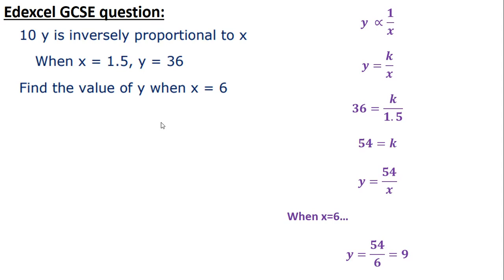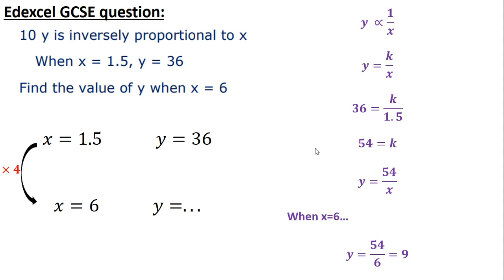The other method you could have used is looking at the relationship between the two x values you've been given. So we know that x is 1.5 when y equals 36, and we need to find the other value of y when x equals 6. So looking at what we have to do to go from the first x value to the second, we need to multiply by 4. Because this is an inverse proportional relationship, we're going to need to do the inverse to y, or the opposite to the y. The opposite of timesing by 4 is dividing by 4. So if you do 36 divided by 4, we get our answer out as 9.